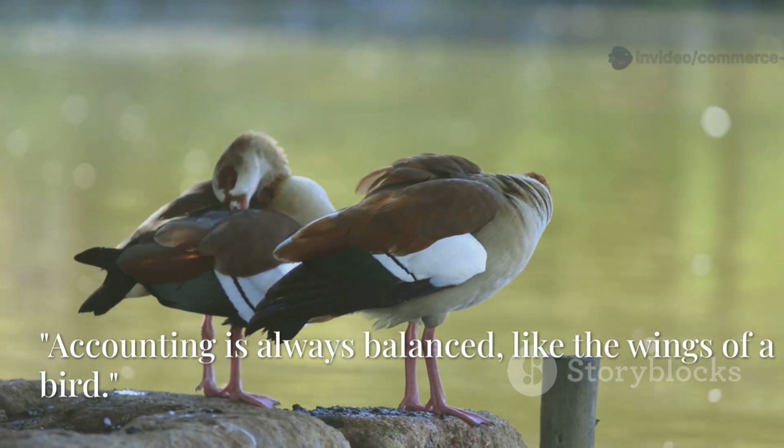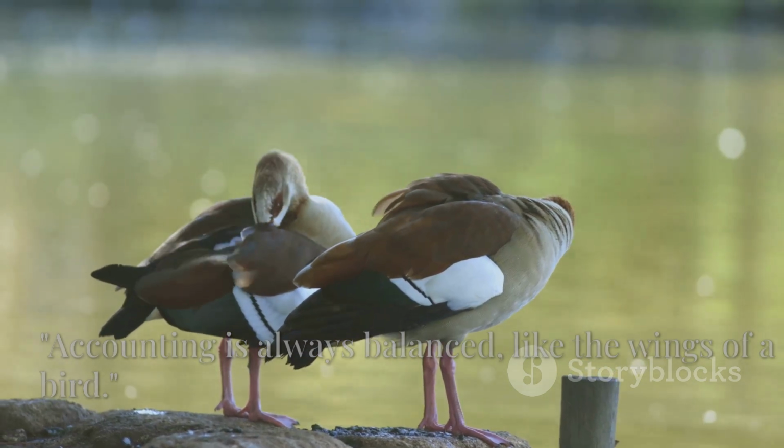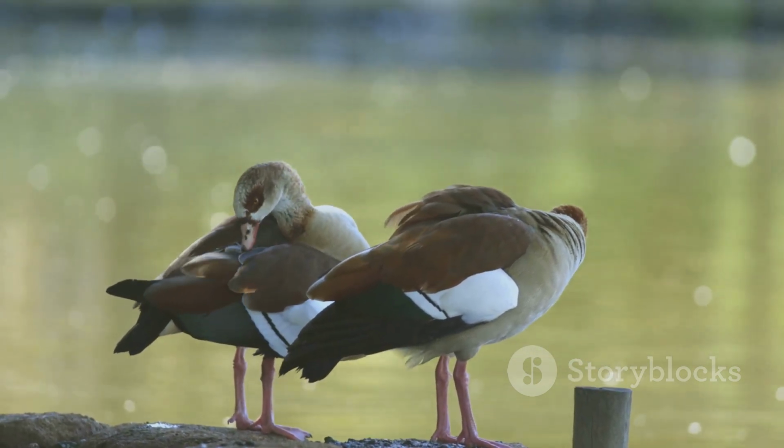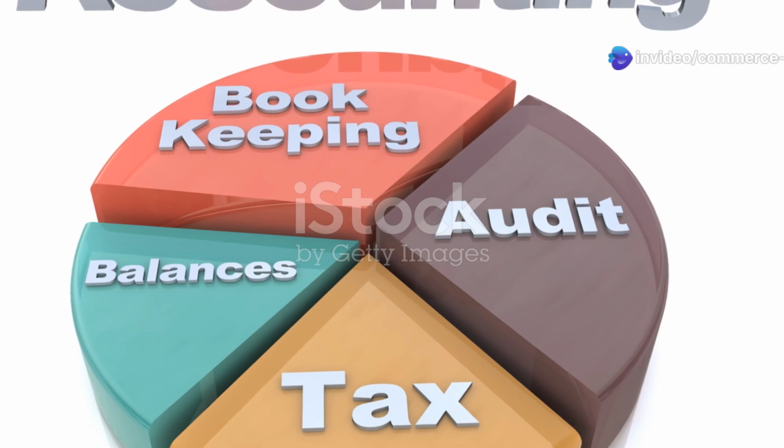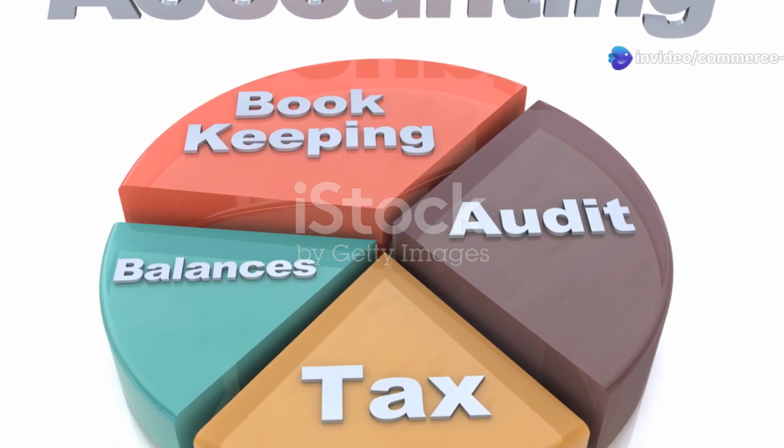Think of these three types as the wings of a bird. Each side must always be equal and balanced, just like every accounting entry. Let's explore each type with clear examples, so you can understand how the rules work in practice.